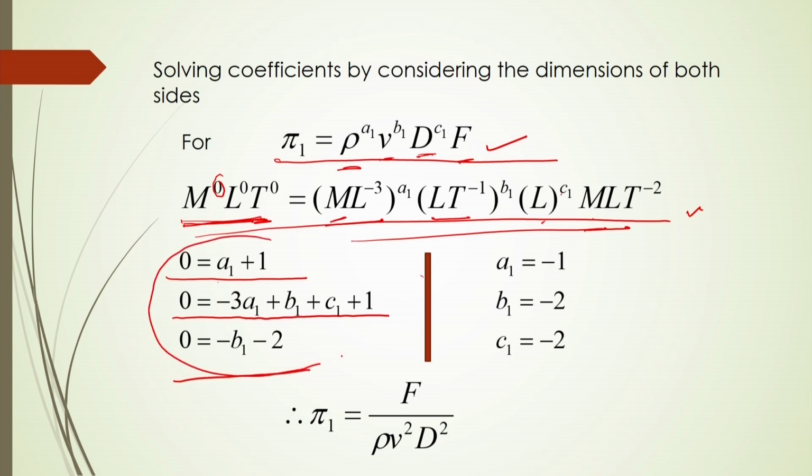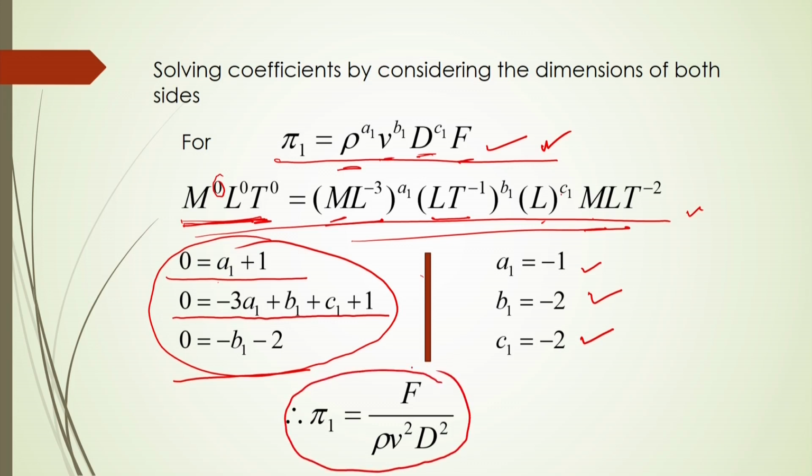After solving these 3 equations, we get a 1 equals minus 1, b 1 equals minus 2 and c 1 equals minus 2. Now, you have to substitute this solution of a 1, b 1 and c 1 in the equation for phi 1. So, phi 1 will be equal to what? Rho to the power minus 1, v to the power minus 2, d to the power minus 2 into f. Finally, after simplification, phi 1 will be equal to f by rho v square d square.